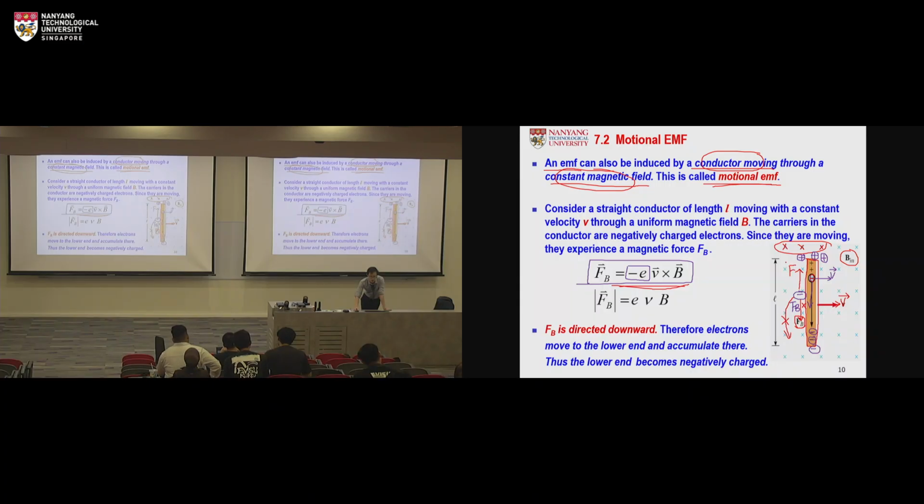You need to have another force pointing, in this case, pointing up to balance this FB, right? If that happens, then those electrons are not going to accumulate in one end anymore, right? So then the next question is, where does this F come from?